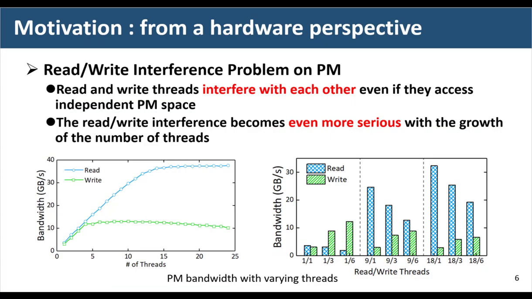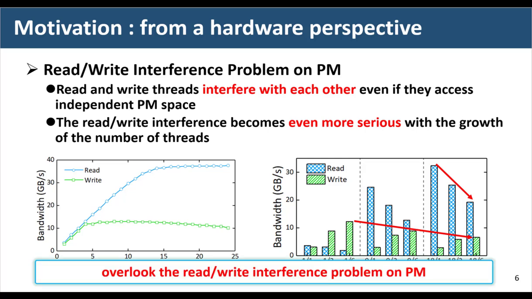Second, from a hardware perspective, PM suffers from a serious read and write interference problem, and this interference becomes more serious as the number of threads increases. As the slide shows, the bandwidth of 18 read threads is 13.7 GB per second. When adding 6 write threads, the read bandwidth is reduced to 8 GB per second. Similarly, the bandwidth of 6 write threads is 13 GB per second, and decreases to 7 GB per second when running with 18 read threads. However, existing PM B+ trees overlook the read and write interference problem on PM.